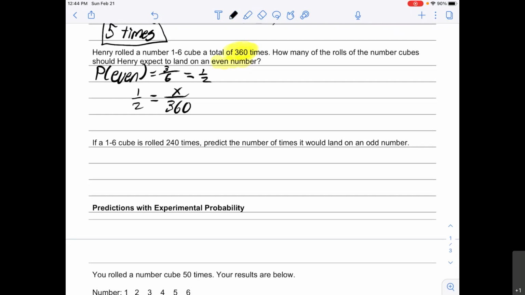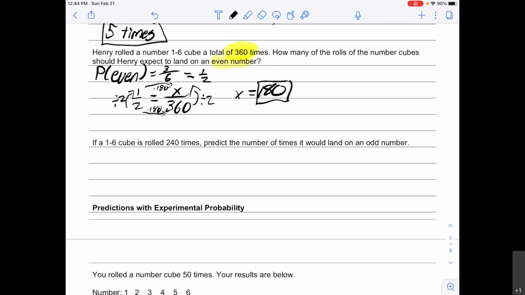See if you can solve this proportion on your own first, and then restart the video to check your work. So looking at this, the relationship I see right here is that this is just a nice divide by 2. So all I'm going to have to do is 360 divided by 2. You could have also looked at this relationship right here. If you've done 360 divided by 2, you would have seen that this is times 180. And then you could do 1 times 180. Either way, we're going to get that x equals 180. That means that I would expect to land on an even number 180 times if I rolled the dice 360 times.